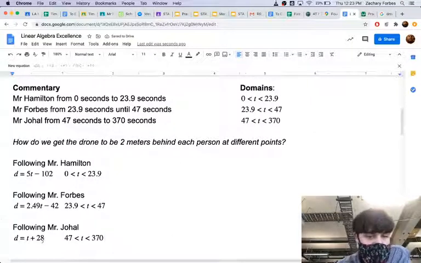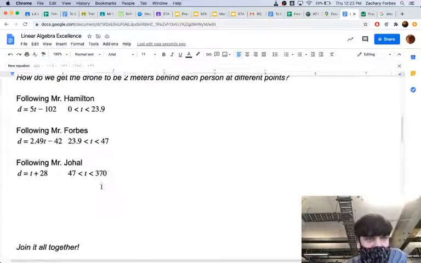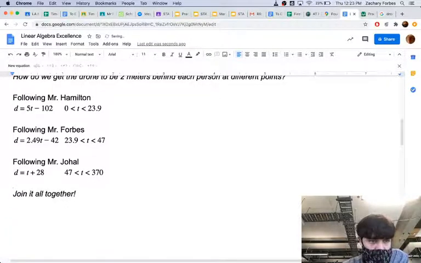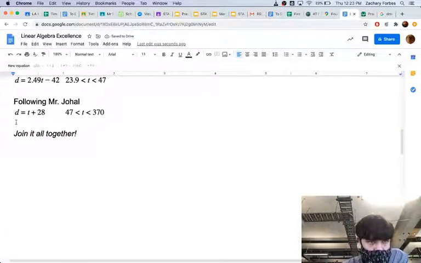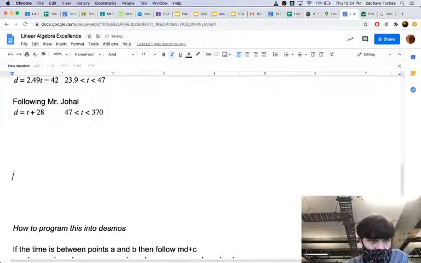By the way, my formula for Mr. Jahal's is wrong because I didn't want to give you guys the actual answers. Right? So this is all we need, and I'm just going to show you how you do that in Desmos. So we're going to join it all together now. So to join it all together, actually that's what we just did then. So I'm just going to get some space up here.